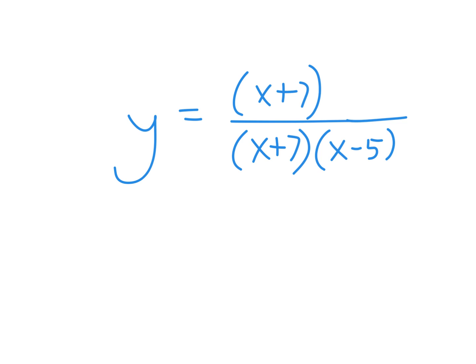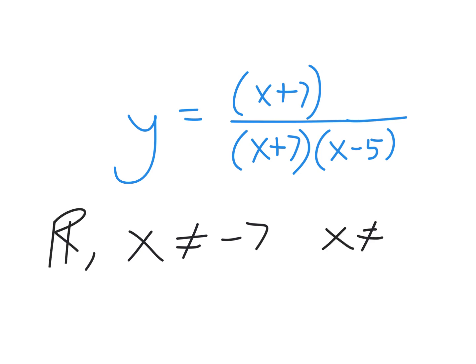You can feed this function anything you want, except for two things. It can't be, x cannot be -7. So all real numbers except x cannot be -7 and x cannot be 5. One of them's a hole. One of them's what? Don't just say asymptote. Vertical asymptote.